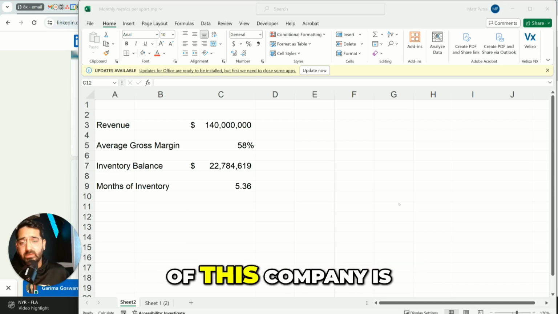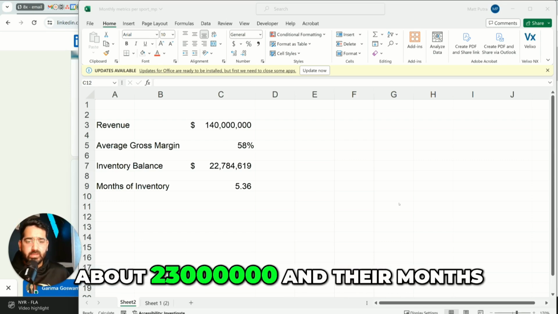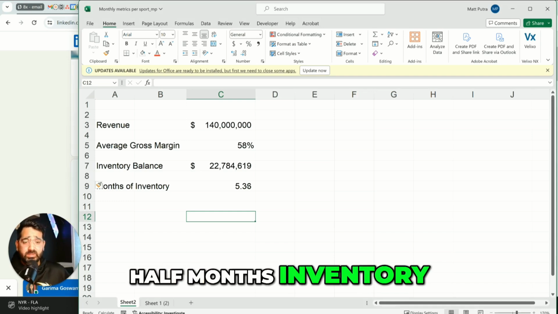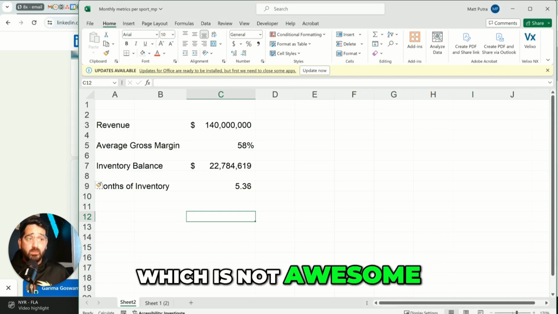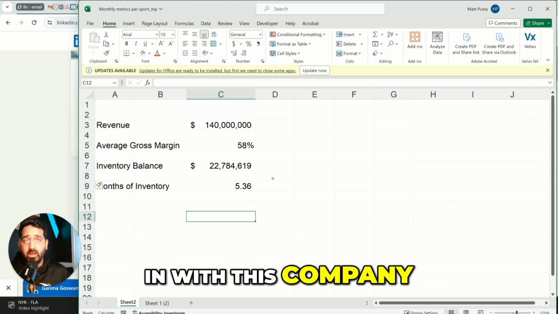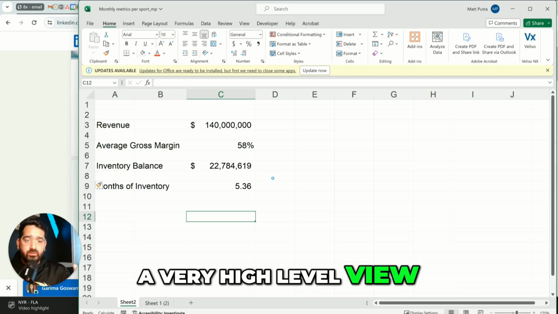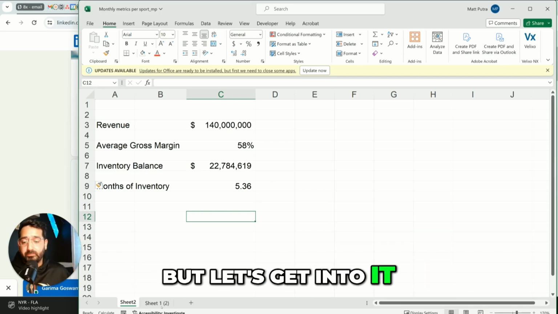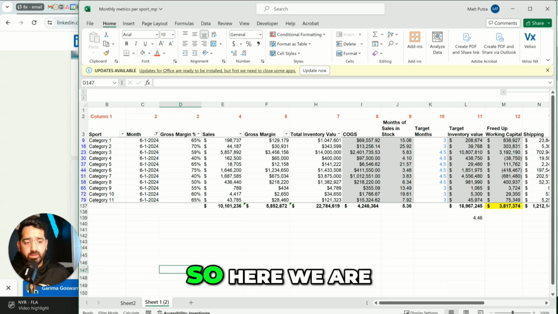The inventory balance of this company is about 23 million, and their months of inventory is about 5.5 months, which is not awesome, but it's not terrible. Okay, so let's dig in with this company, and this is a very high level view of inventory optimization. There's more to it than this, but let's get into it. All right, so here we are.